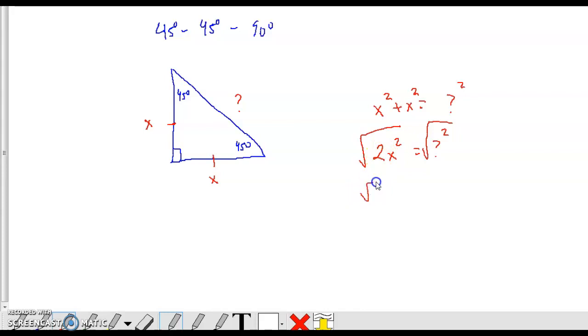And then 2 can be in its own radical, the radical of x squared would be in its own one, and then this would just be question mark. And so the square root of x squared will just be x, and a root 2. So x root 2. So this guy we can actually call x root 2. So we're going to use this value to figure out a couple of 45 degree triangles.